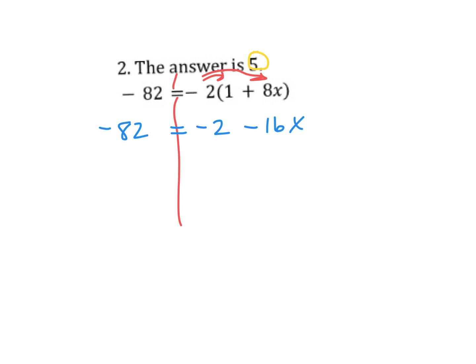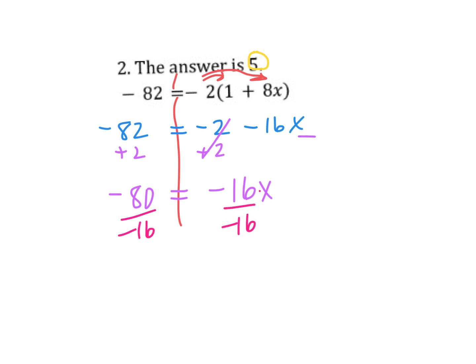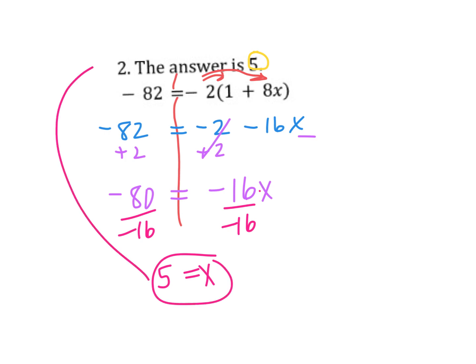All right, now we want to isolate this variable. So our next step is to clear out this -2 by adding 2 to both sides. That gives us -80 on the left, and we're left with -16x on the right. Our final step is to undo multiplication with division. We're going to divide both sides by -16, which does give us a +5. So we got it right. Our answer is 5, and we got that right.